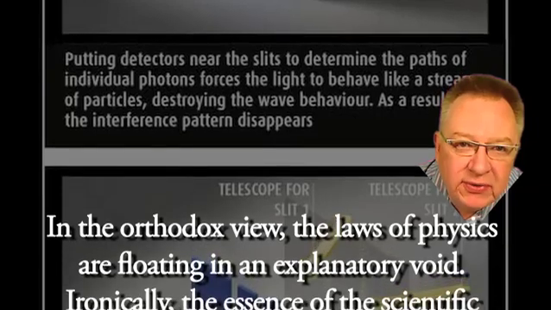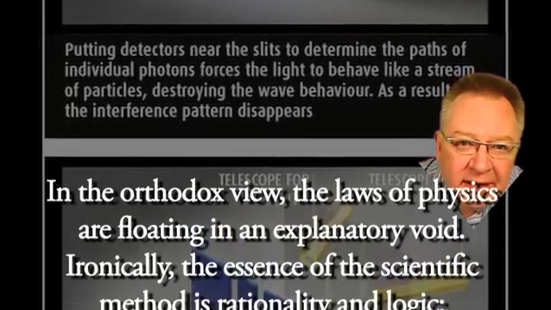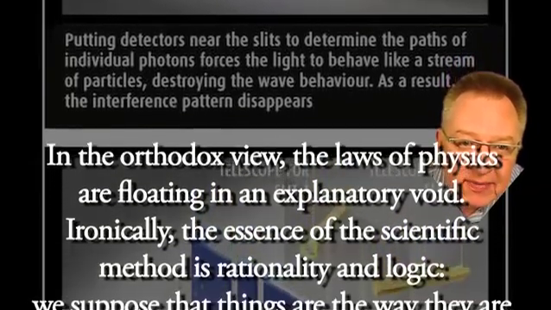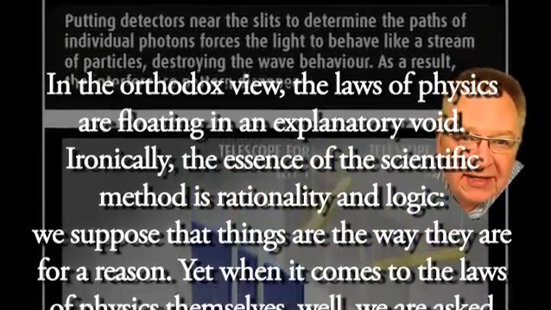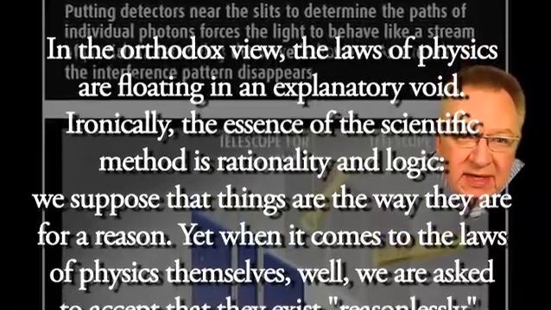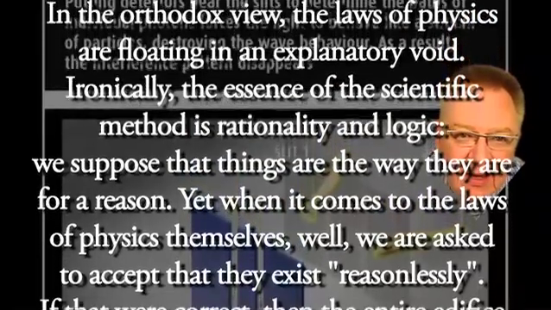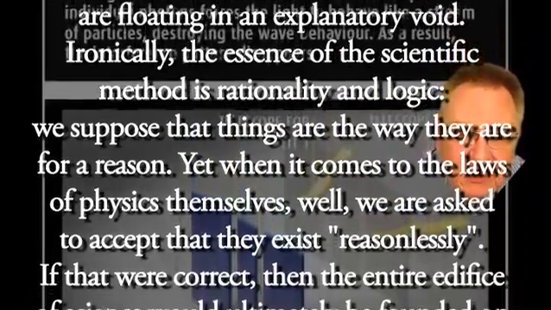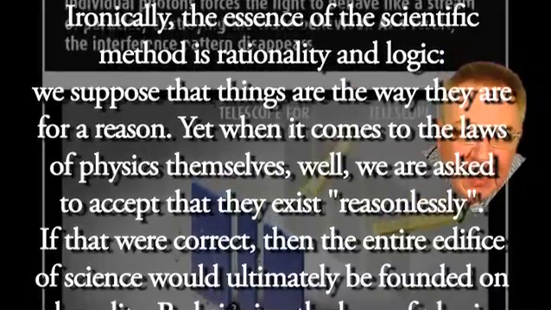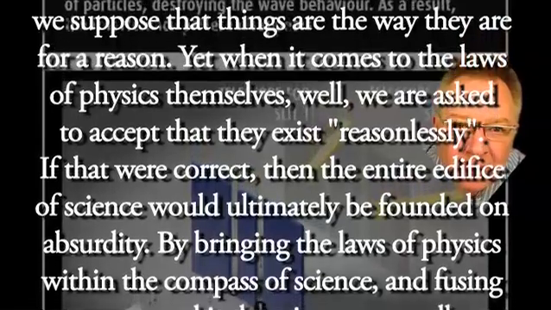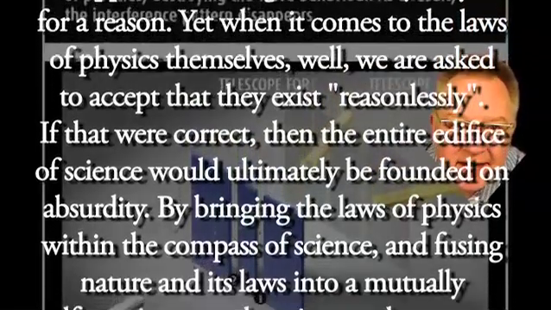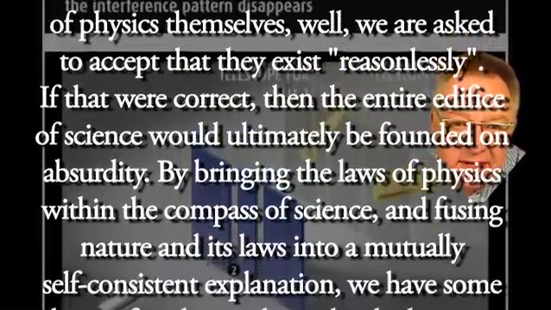In the orthodox view, the laws of physics are floating in an explanatory void. Ironically, the essence of the scientific method is rationality and logic. We suppose that things are the way they are for a reason. Yet when it comes to the laws of physics themselves, well, we are asked to accept that they exist reasonlessly. If that were correct, then the entire edifice of science would ultimately be founded on absurdity.